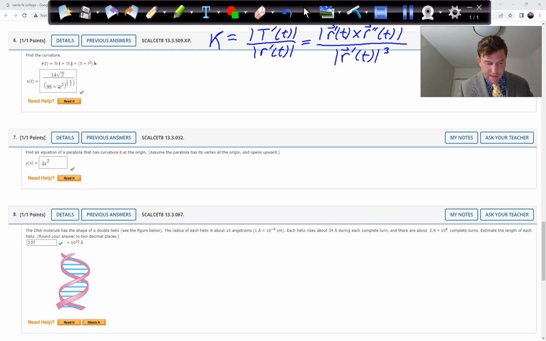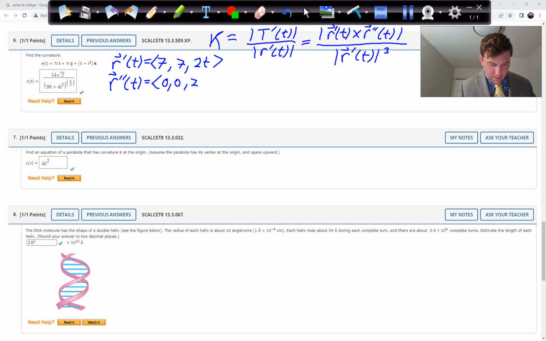And it's not too bad in a problem like this to find the derivative of the vector and the second derivative. So the derivative of this vector would be 7, 7, and 2t. Which means the second derivative is just going to be 0, 0, and 2.